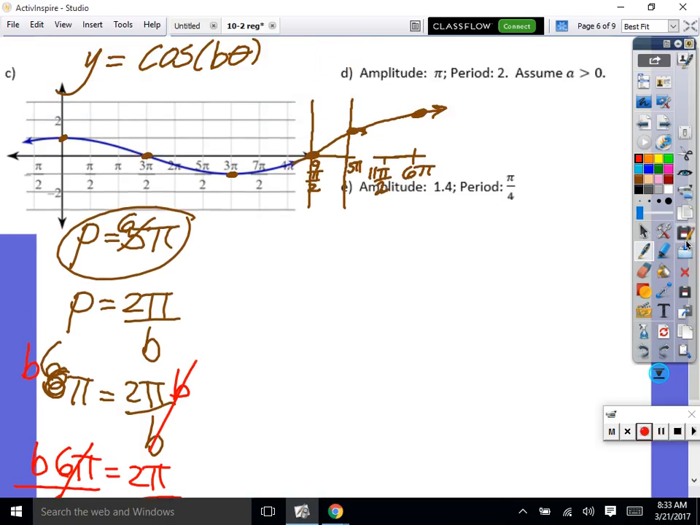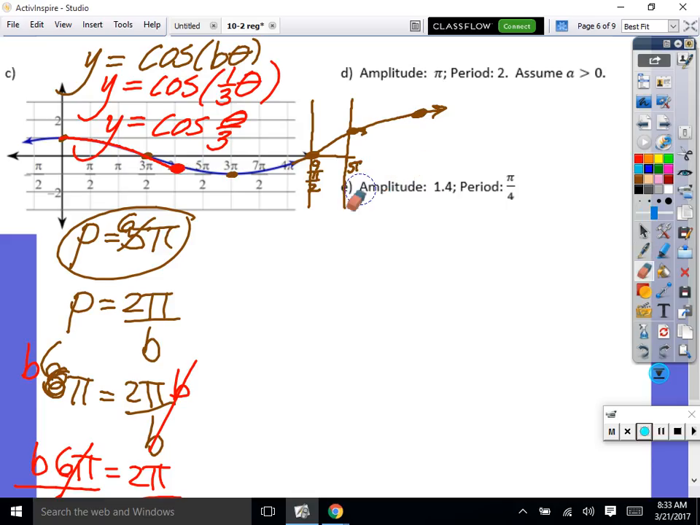So b is 1/3, so our answer is y is equal to cosine of 1/3 theta, which we know we've been seeing like this: y is equal to cosine of theta over 3. Same thing, right? Now, if you think about it, look at our picture. Do you see how from here to 2 pi is about 1/3 of the way, from 1/3 of our cycle? Do you see what I'm saying? So that makes sense. Okay, awesome.